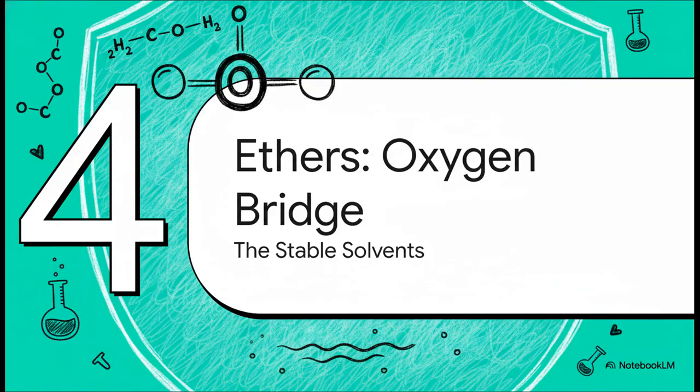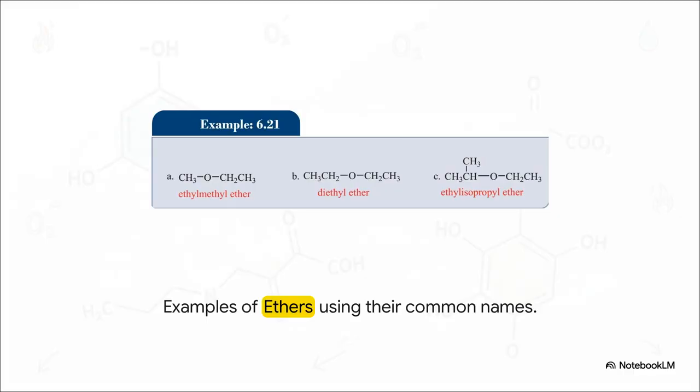Section 4. Ethers, the oxygen bridge. Unlike some of their more reactive cousins, ethers are relatively resistant to chemical transformations. Because of this rugged stability, they are incredibly valuable in the lab.